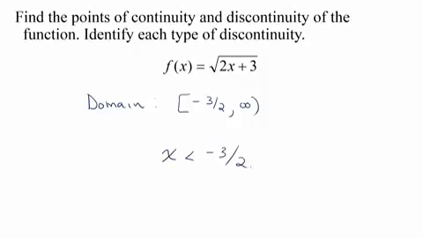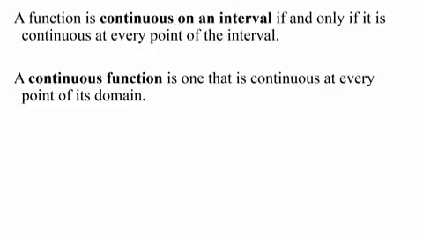We carry this continuity at a point idea to a function over a whole interval as follows. A function is continuous on an interval if and only if it is continuous at every point of the interval. A continuous function is one that is continuous at every point of its domain.